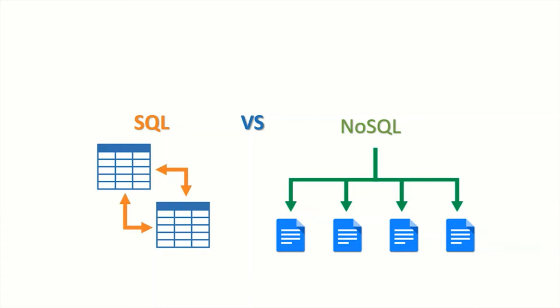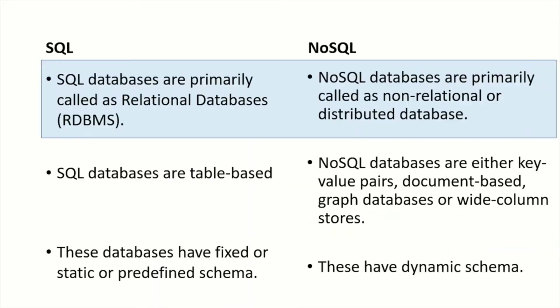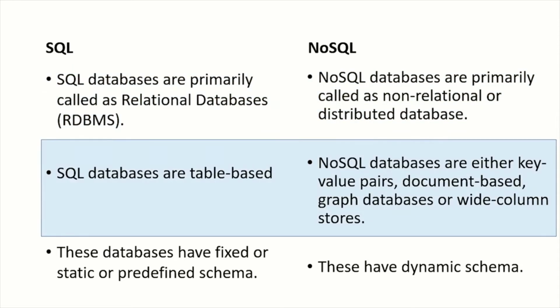SQL is a structured query language. It's a language which can be understood by the databases, especially the relational databases, whereas NoSQL means not only SQL. So coming to the differences, SQL databases are primarily called relational databases, that is RDBMS, whereas NoSQL databases are primarily called non-relational or distributed databases.